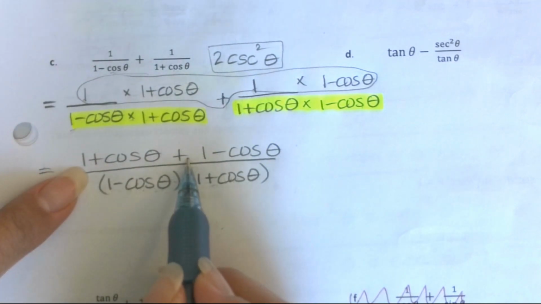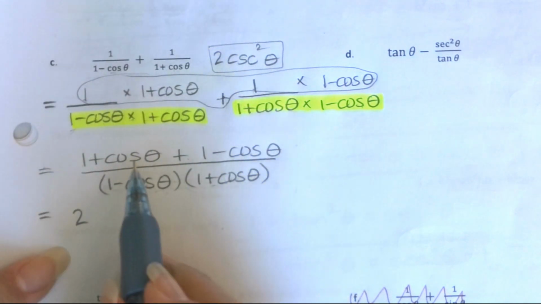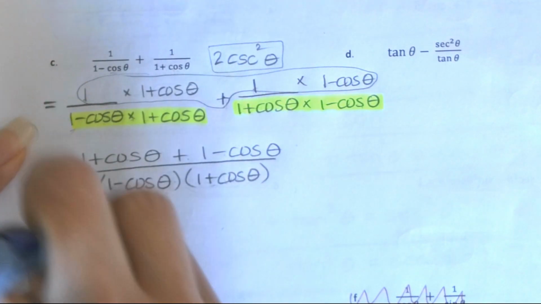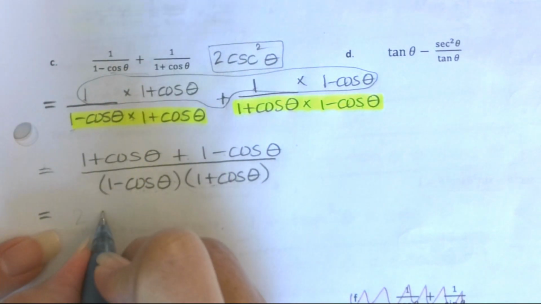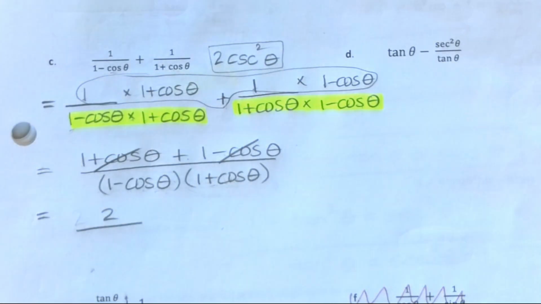What do we see here? 1 and a 1 makes a what? 2. And what's a positive cosine theta plus a negative cosine theta? 0. They cancel out to 0. Very good. So that and that becomes 0. And what's 1 minus cosine times 1 plus cosine?